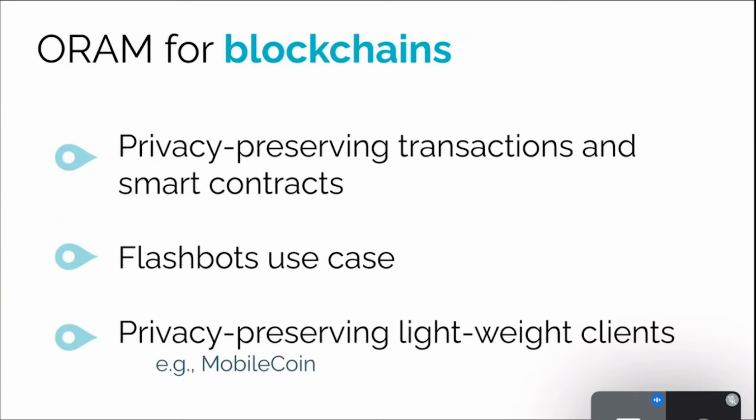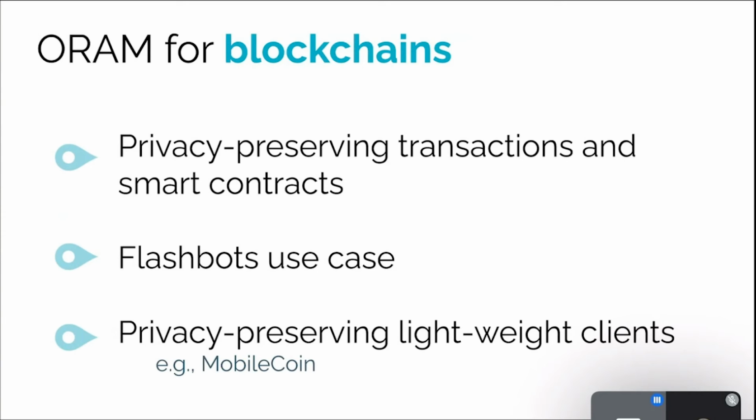If you have a mobile device and you cannot store the entire blockchain, you are basically using a light client, and whenever you want to fetch some relevant transaction from the blockchain, you send your query to a cloud service provider. But you may want to hide your query because it may reveal which token you are interested in transacting. There's actually a company called MobileCoin, and they're providing the service using an ORAM algorithm.